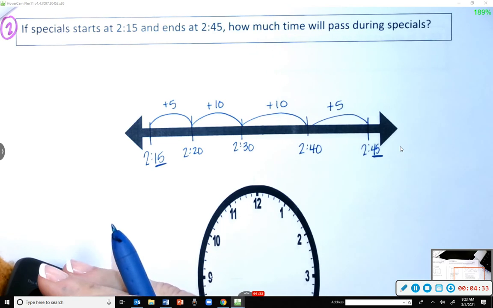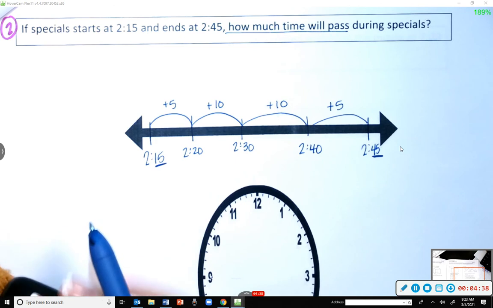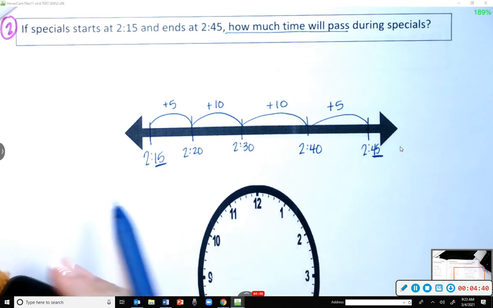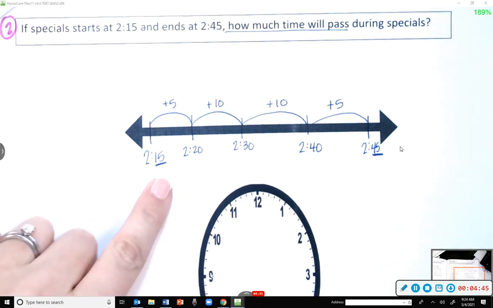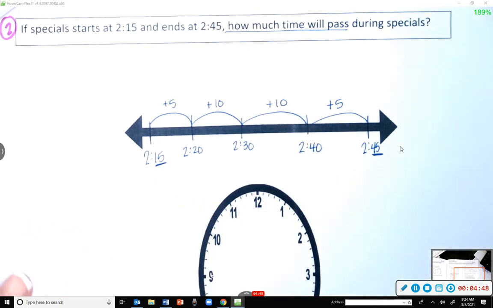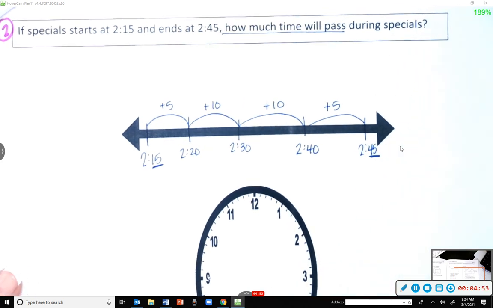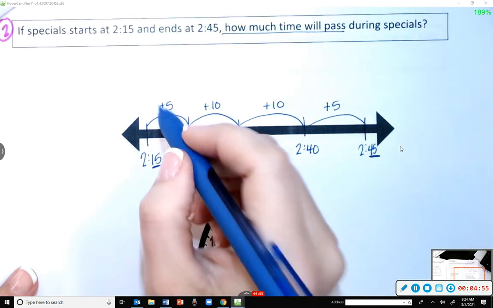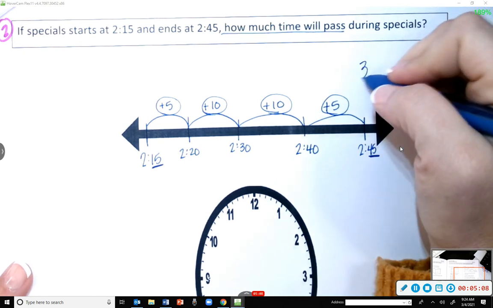Okay? Now, to figure out how much time will pass, what do we need to do next, Jalen? To figure out how much time passed from 2:15 to 2:45, what do we need to do last? Add the top numbers up. Good. So 5 plus 10 is what? 15. 15 plus 10? 25. 25 plus 5. 30. 30 minutes. Very good.